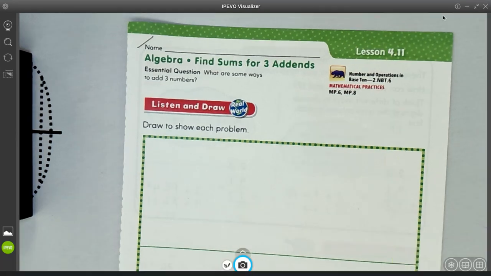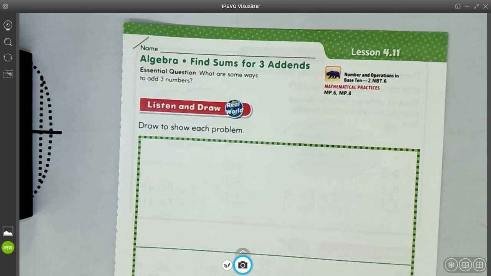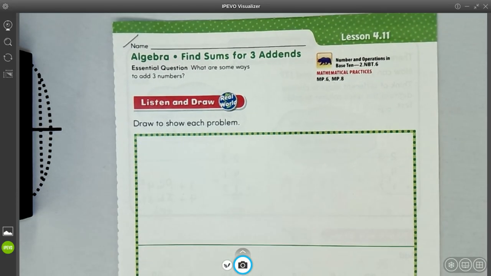Hello, second graders. Today we are on lesson 4.11. So we're on algebra.